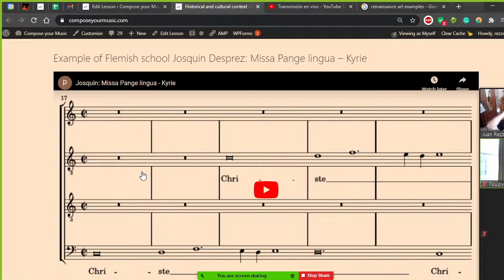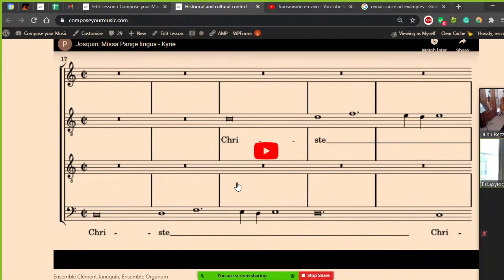Now, this is a Flemish school. We're going to study it more specifically, by the way, because it's one of the most important schools. There were several, but the Flemish school, for many reasons, also had amazing composers. So we're going to study these guys. Then we have Palestrina later on. So this is a must.